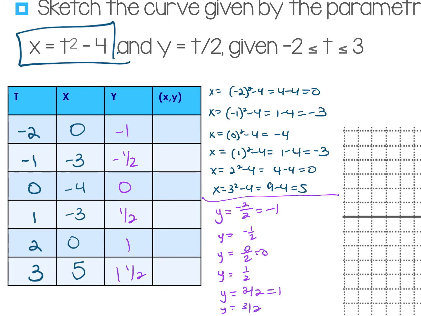You obviously can leave it as 3 over 2 on your T chart, but when you graph that, it's going to have to be a mixed number anyways. So now the last column is just the x and the y. We ignore the t. And then we go to our graph and we plot all of these.